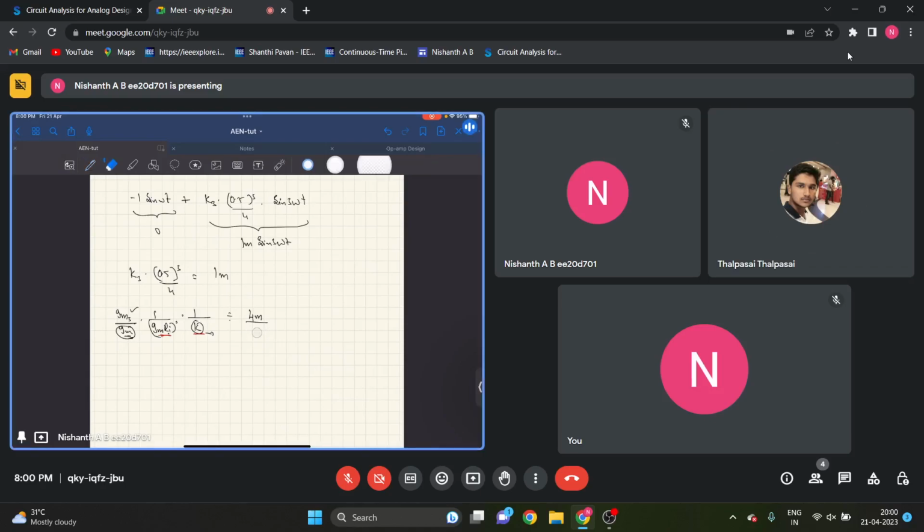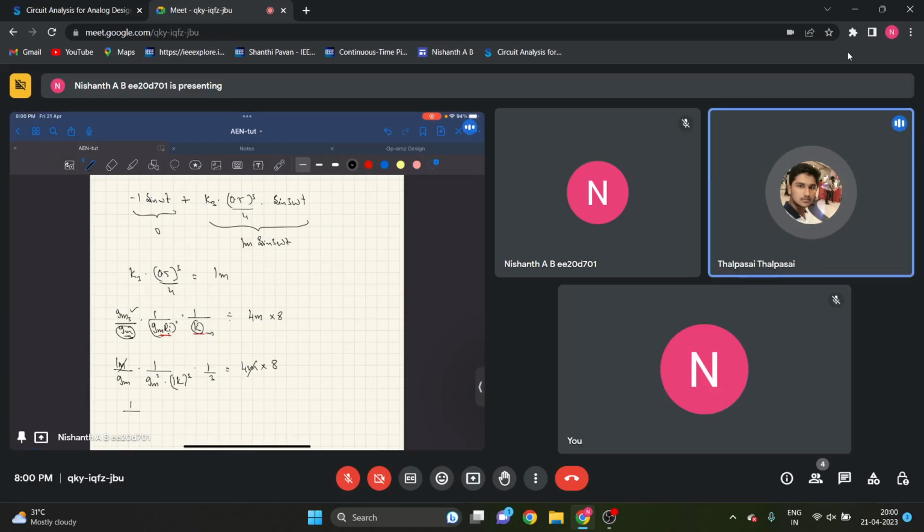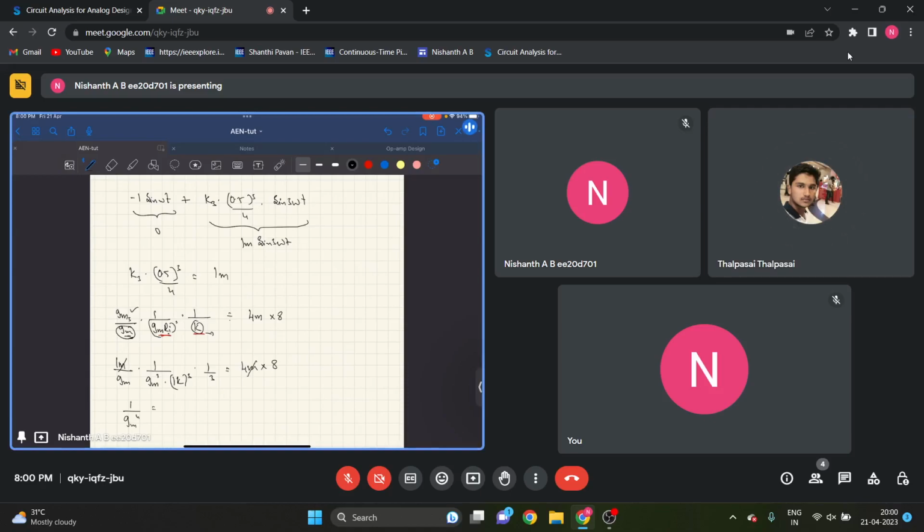No, I can just bring this up, right? Into 8 I can do, right? Yes, sir. Okay. Now, gm3 is 1 milli, gm is unknown, so gm3 into 1k whole cube into 1 by 3 equals 4 milli into 8, correct? Yes, sir. Milli cancels. Right? gm power 4, 1 by gm power 4 equals 8 into 8 into 3, sir. Correct. 32 into 3 into 1 kilo whole cube, correct?